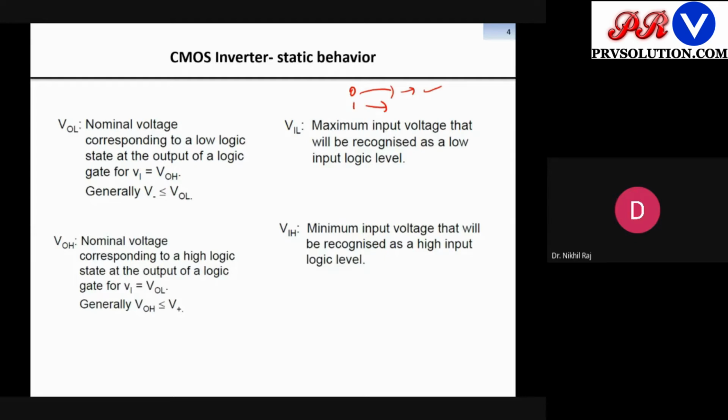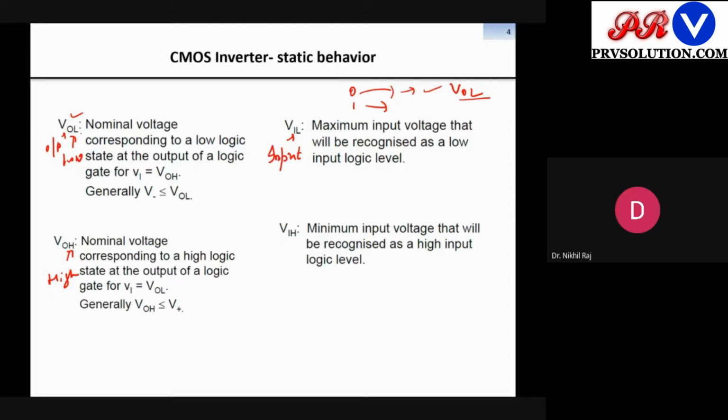So in that case, whatever logic values we get at the receiver end, if 0 is transmitted, we say, considering the output low, VOL. What will be the definition of VOL? There are four terms needed in order to calculate the noise margin: VOL, VOH, VIL, and VIH. The suffix O stands for output, L stands for low, similarly H stands for high, and I stands for input. So these four parameters are required in order to predict the noise margin.